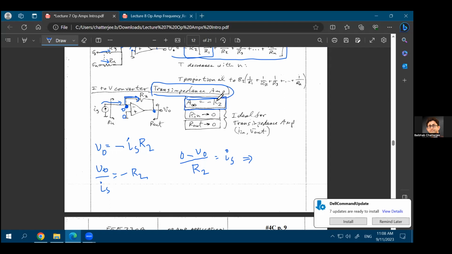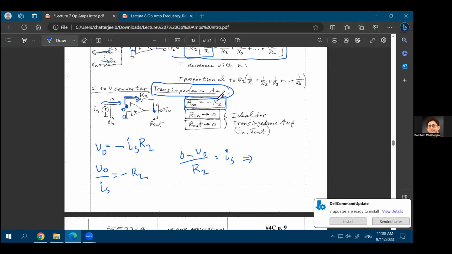Now, keep in mind that in the previous few cases, your gain was minus R2 over R1 or 1 plus R2 over R1. So you had a ratio of resistances. A ratio makes it unitless, right? Whenever you have a ratio, the ratio is unitless. So if it is minus R2 over R1, it's a unitless quantity. That's why, output is a voltage, input is a voltage. Voltage over voltage is a unitless quantity.